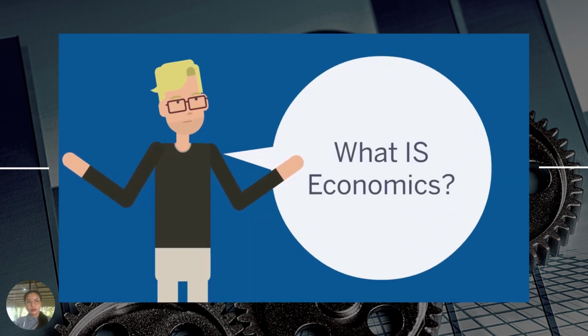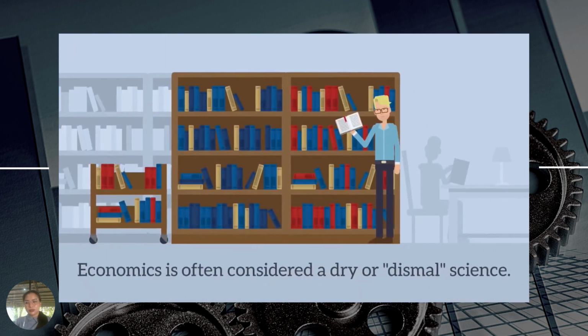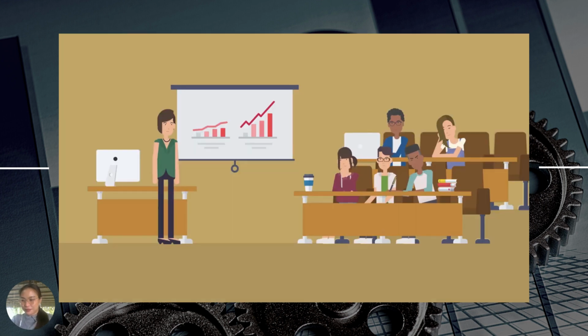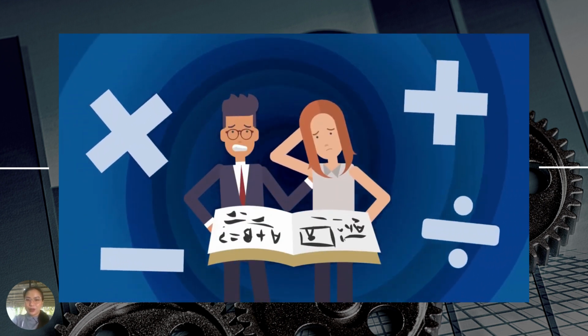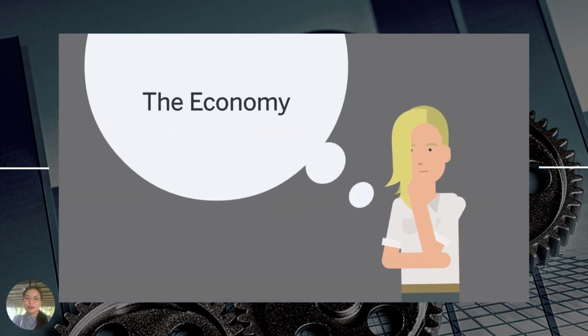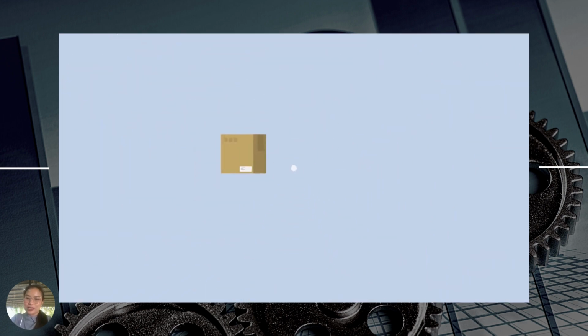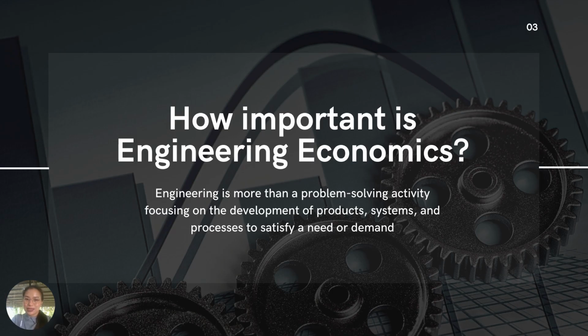What is economics? Economics often is considered a dry or dismal science. In schools, it is often taught with a focus on abstract supply and demand charts or complicated mathematical formulas.